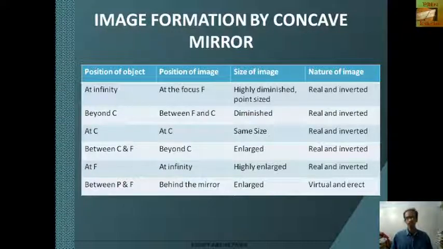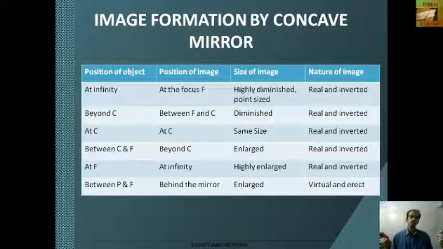Between center of curvature and principal focus, the position of image is beyond center of curvature. The size of the image is enlarged. The nature of image is real and inverted. Now, position of object at F. Then the position of image is at infinity and size of the image is highly enlarged. Nature of image is real and inverted.